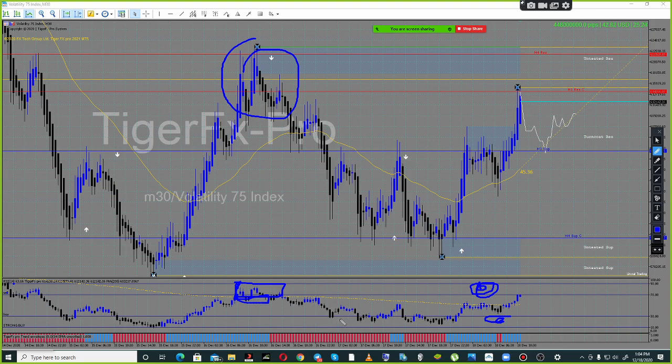Take a look at here. It was on the support for a long time. It doesn't mean that it's going to go up, but it was there for a long time, right? But we must wait for another confirmation to jump into a trade.